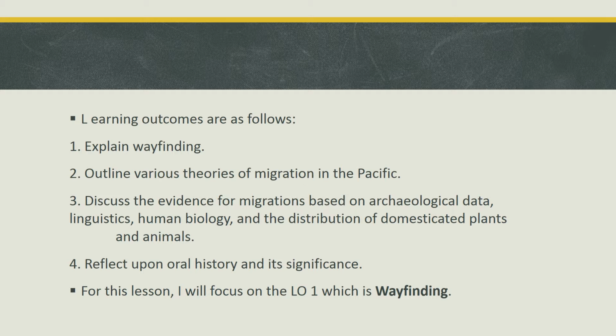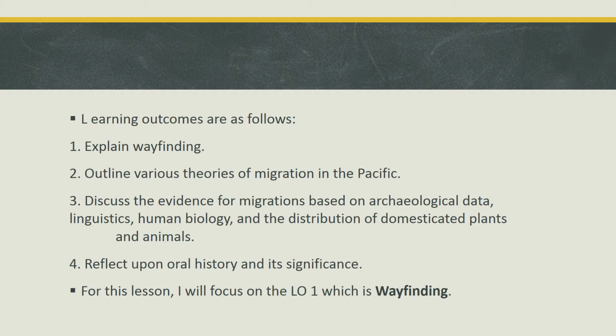The third learning outcome looks at the evidence that has been used to create these theories of migration, and this evidence is based on archaeological data, linguistics, human biology, the distribution of domesticated plants and animals. These are used as evidence for the theories of Pacific migration that we have today.